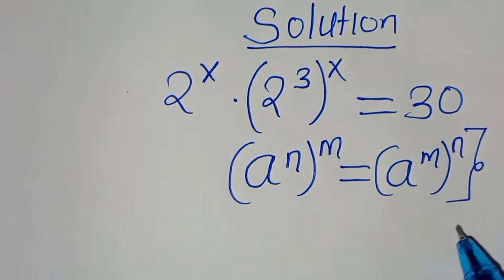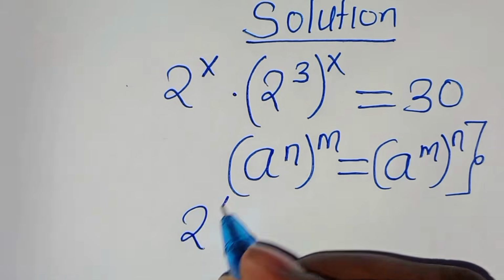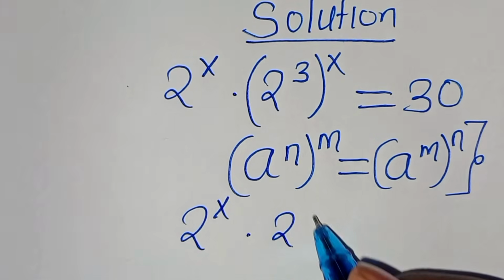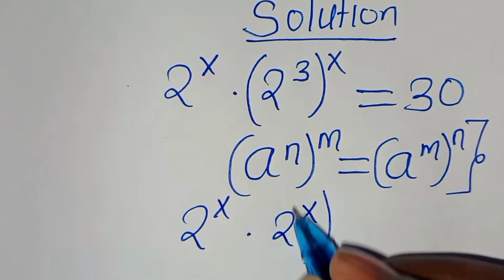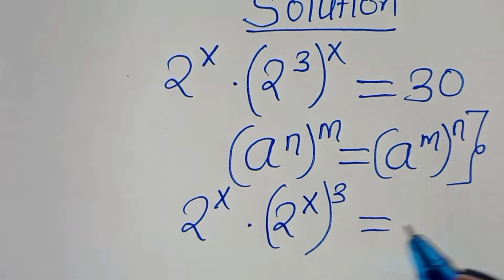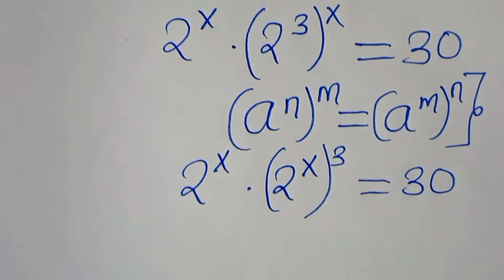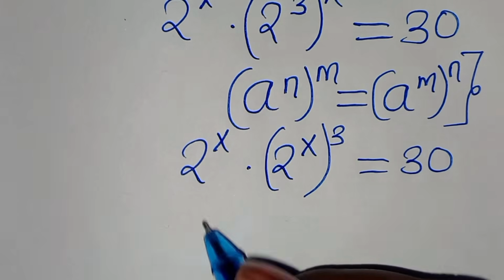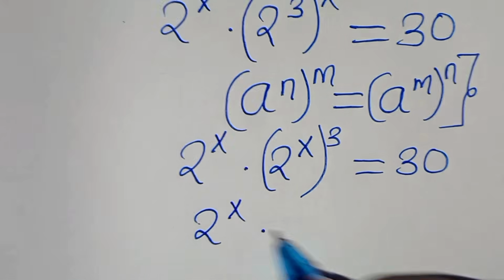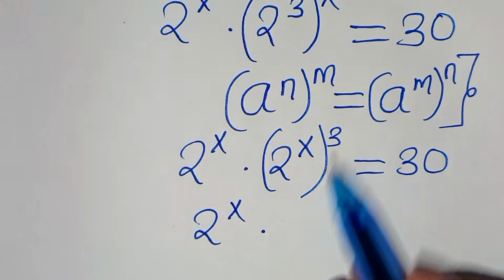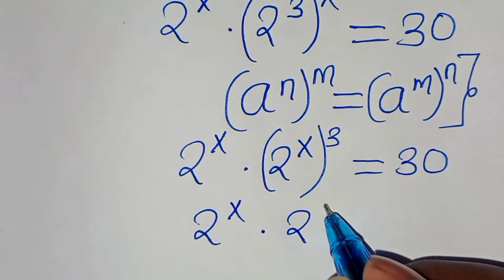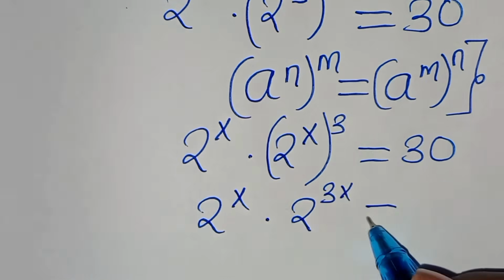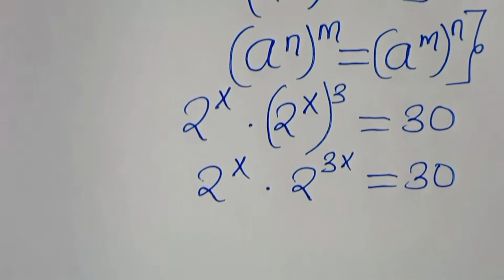Applying this exponent property, we have 2 to the power of x times 2 to the power of x raised to the power of 3. This is equal to 30. Now we have 2 to the power of x times, we can multiply x times 3 so that we have 2 raised to the power of 3x. This is equal to 30.